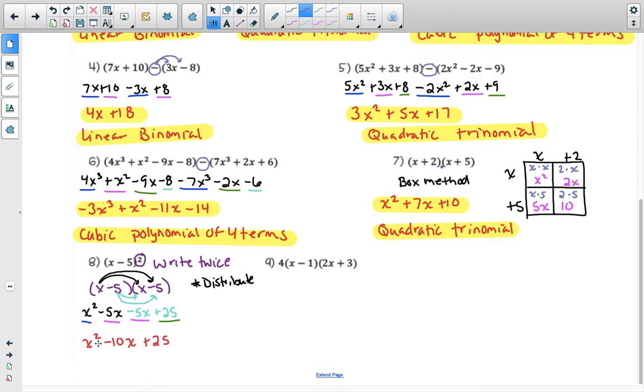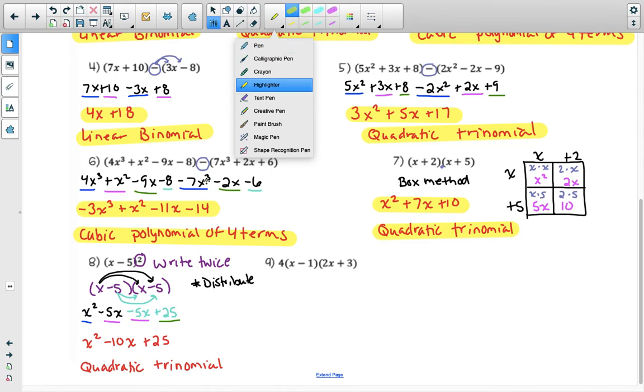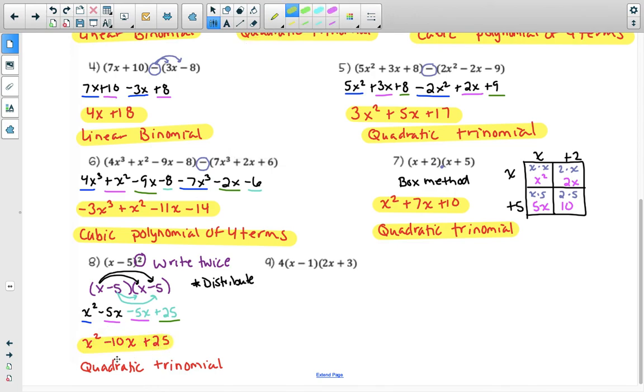This x squared is a quadratic. And there are 1, 2, 3 terms, so it is a quadratic trinomial. To distribute means you take everything from the first set of parentheses and multiply to everything in the next set.